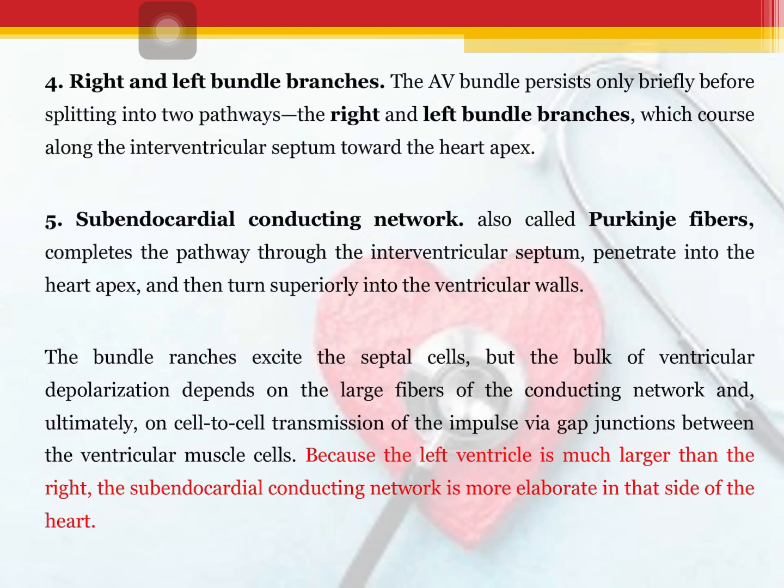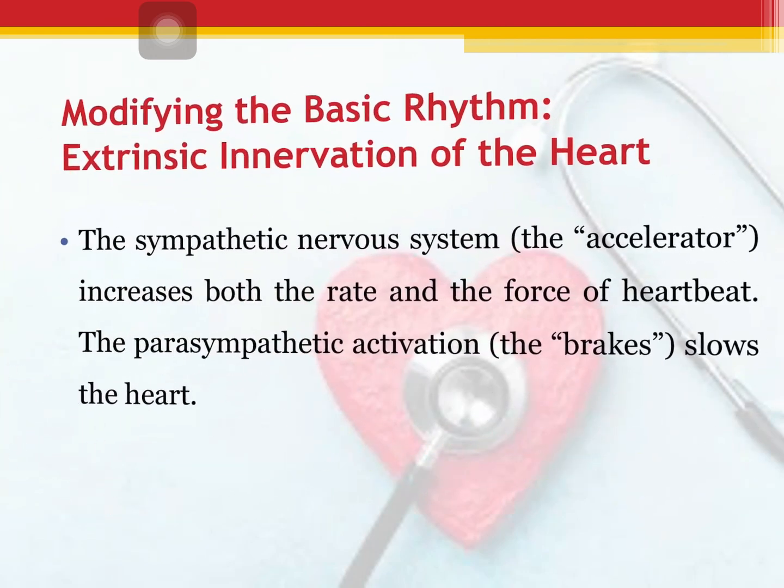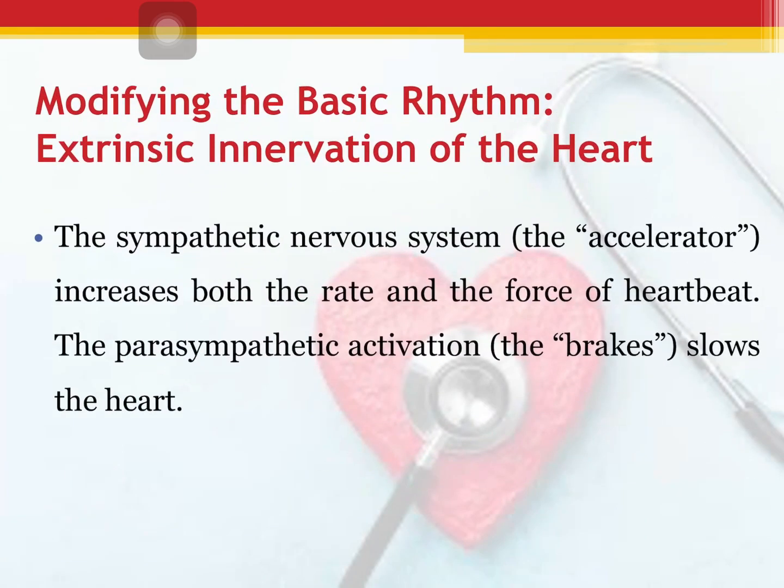The bundle branches excite the septal cells, but the bulk of the ventricular depolarization depends on the large fibers of the conducting network and ultimately on cell-to-cell transmission of impulses via gap junctions between the ventricular muscle cells. Because the left ventricle is much larger than the right, the subendocardial conducting network is more elaborate on that side of the heart.